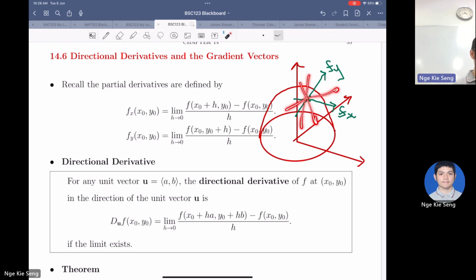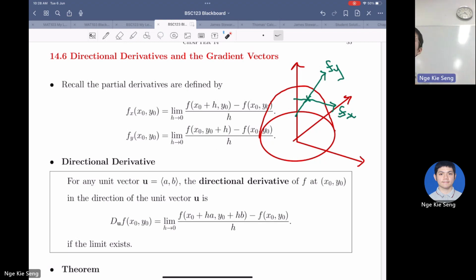Can we go in another direction or not? The answer is yes. We can go in any direction u, and make sure your u is a unit vector. Then we can go a little bit away in this direction, a little bit away in the other direction. This is called the directional derivative. Along this direction, what's the slope? Along the other direction, what's the slope? Can you imagine? You will have different slopes at different places.